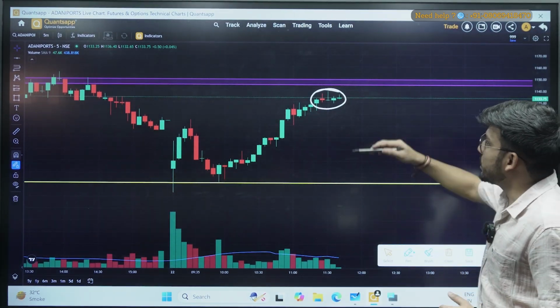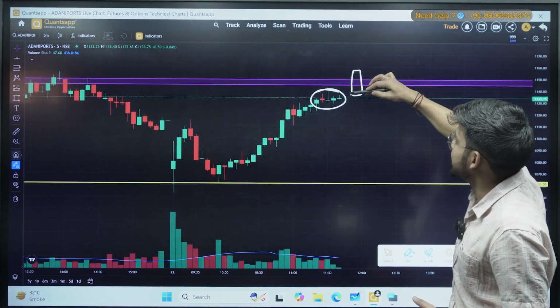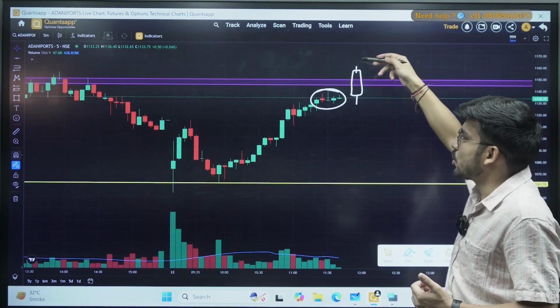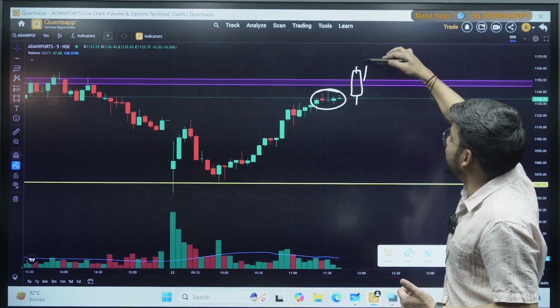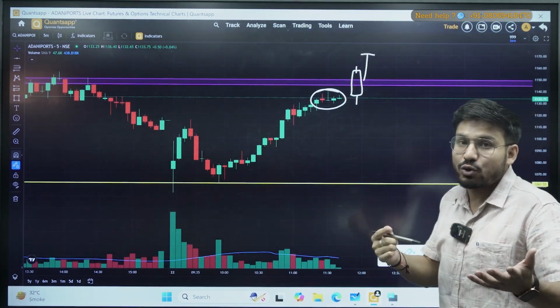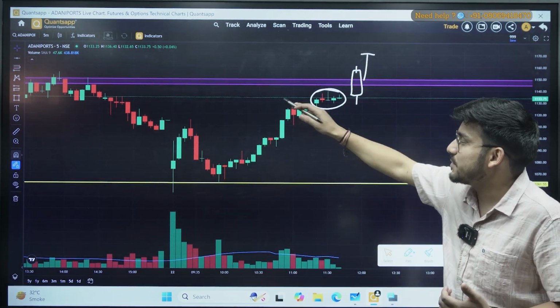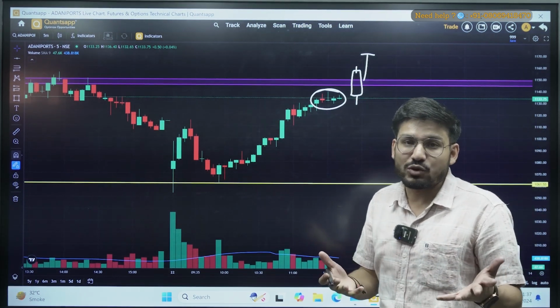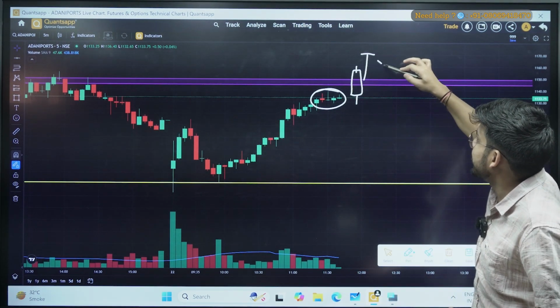Now what I want is a breakout of this resistance, right? At any point of time, if this resistance is broken out, then my market will make a move. But I will not go in immediately. Why? Because this is a very good resistance, so there can be a liquidity sweep, there can be fake breakouts as well, right? So I will wait for my market to retest.